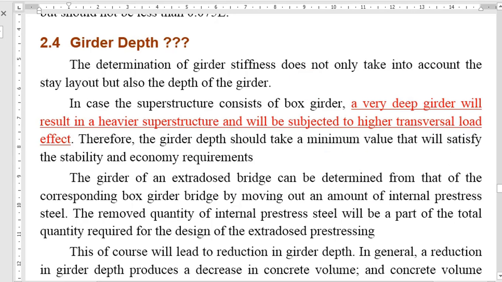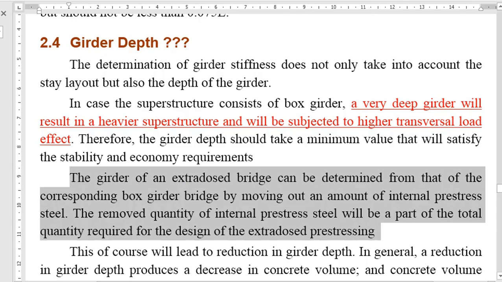Girder depth. The determination of girder stiffness does not only take into account the stay layout but also the depth of the girder. In case the superstructure consists of box girder, a very deep girder will result in a heavier superstructure and will be subjected to higher transversal load effect. Therefore, the girder depth should take a minimum value that will satisfy the stability and economy requirements.